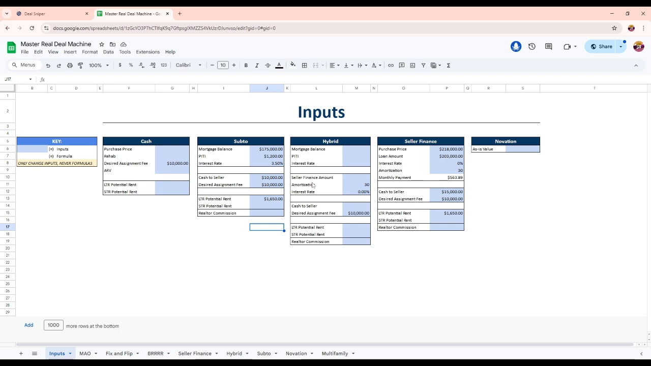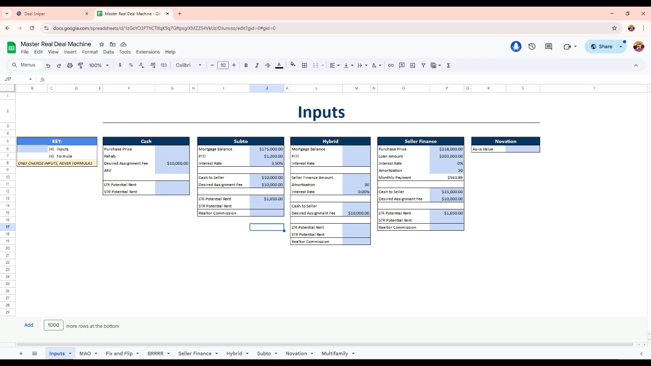A hybrid deal is when there is a mortgage, but they also want way more money than the 10% that we could normally give them on a subject to. They want to sell their property for more than that. A great example is they have a mortgage balance of $175,000, but they're trying to sell their property for $400,000. So obviously we can't give them a $125,000 down payment and then subject to the rest.